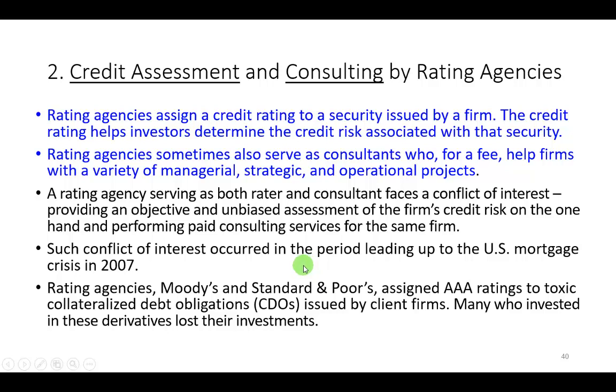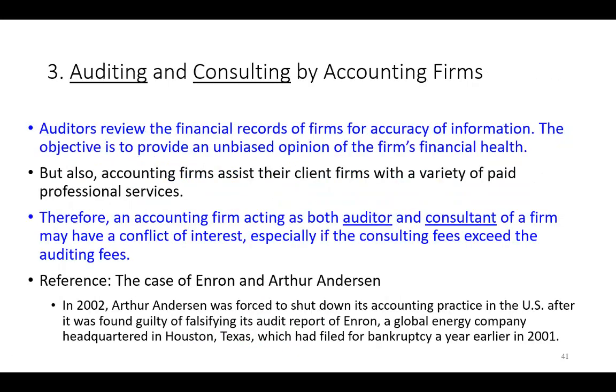And so that's a huge problem that occurred around the 2008 financial crisis again, because you might have read how Moody's and Standard & Poor's assigned AAA ratings to toxic collateralized debt obligations issued by their client firms. These CDOs were complex derivatives, and many investors put millions of dollars into these CDOs, which eventually, as the story went, went down the tubes.